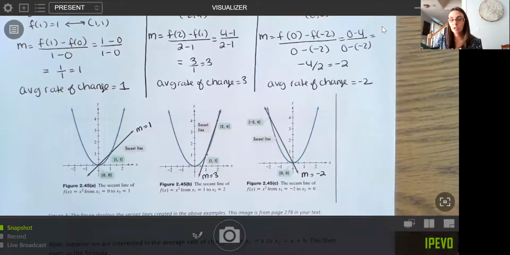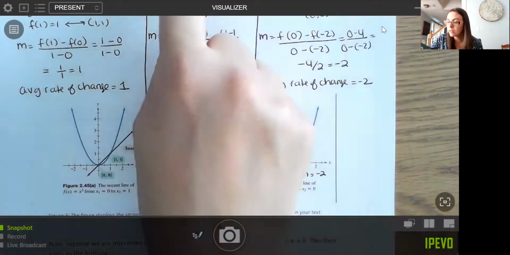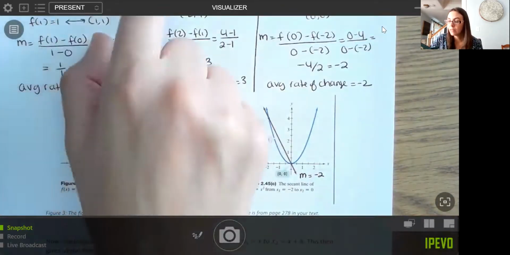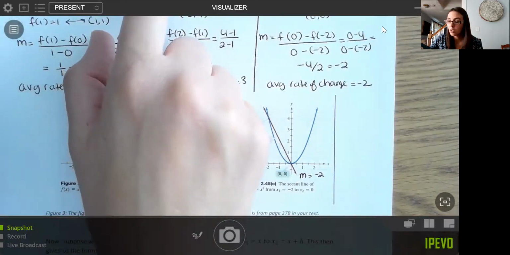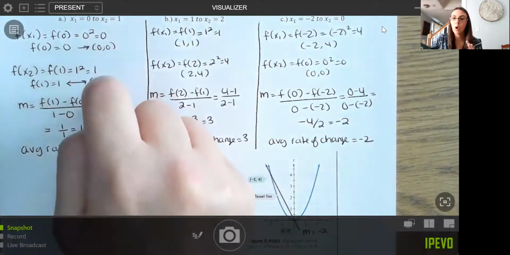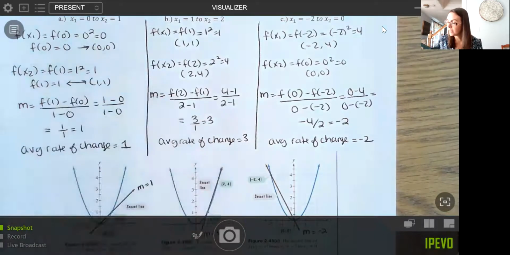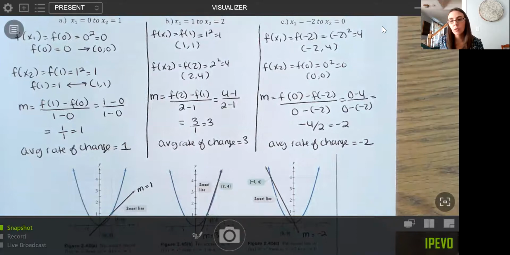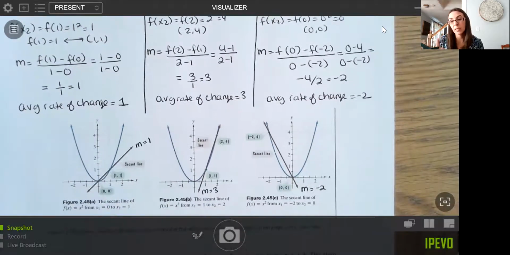So your average rate of change is just the slope. That's all it is, the slope between those two points. You often have to find your y values first. If you don't like the function notation, just throw it out. Just plug in your values, find your two points, and then find the slope. That's all we're doing here, and that's your average rate of change. It just shows the rate of change between two specific points on the curve.